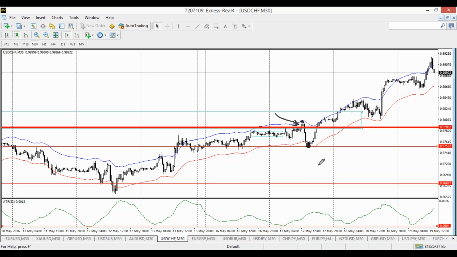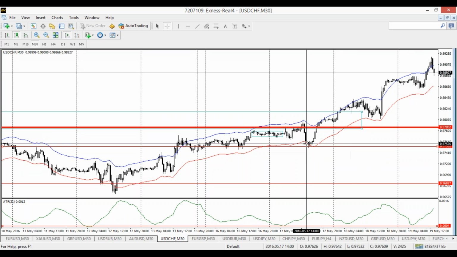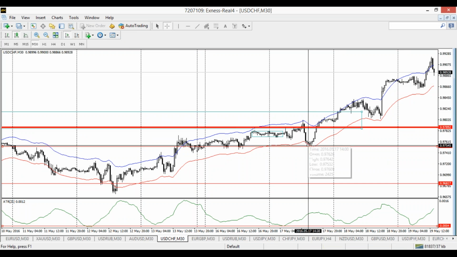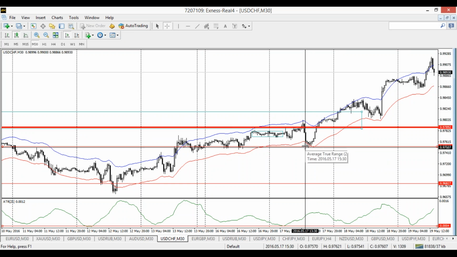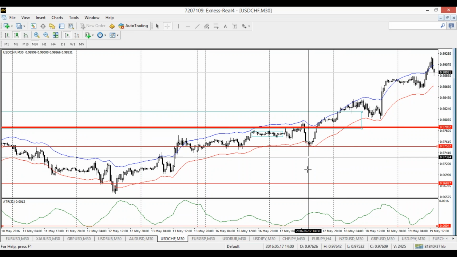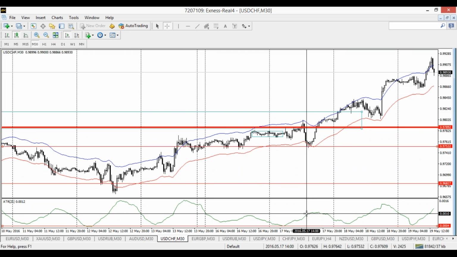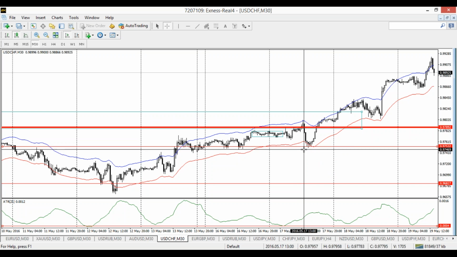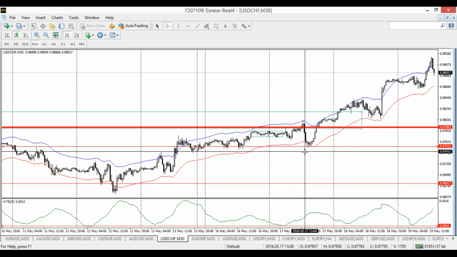Market reaches the lower band of the envelopes, right? Let's see what the price is. It is 0.9760. Our ATR is equal to 10 pips. It is as small as 10 pips. So we can enter a position at 0.9760, multiply the ATR parameter by 2, and get our stop loss at 0.9740.